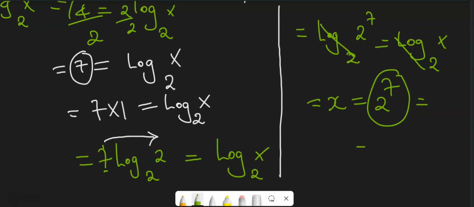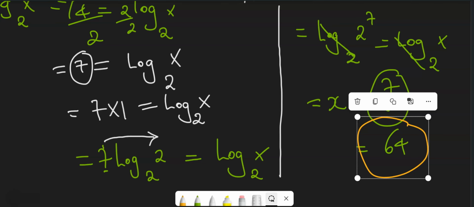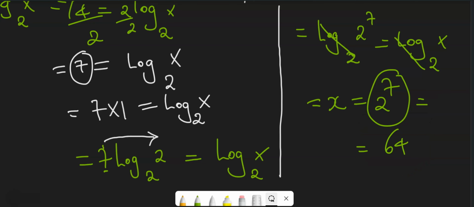And what is 2 power 7? That should be around 64 if I'm not wrong. And then this gives us literally 64, or 128, sorry, should be 128. So 2 power 7 gives us, let me just delete this. So 2 power 7 should give us 128. So the solution to that problem is 128, and that is the answer.